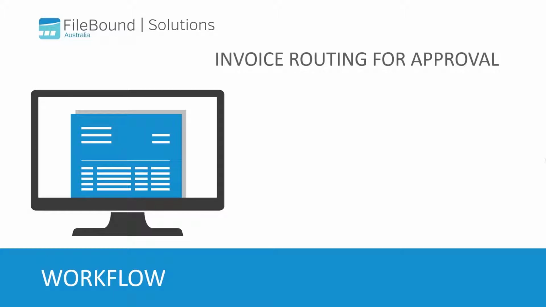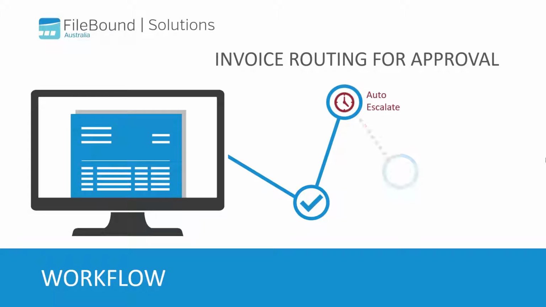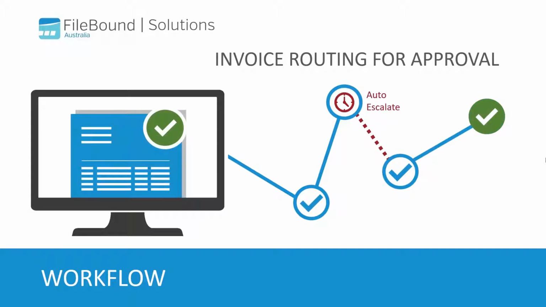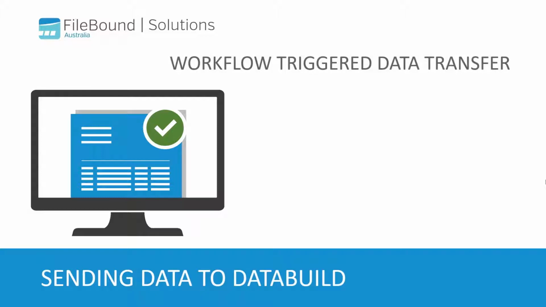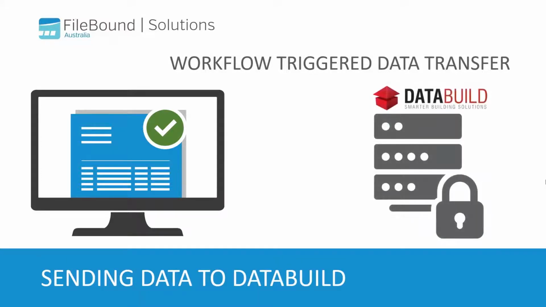Once capture is complete, we will migrate the invoices to FileBound and start the accounts payable workflow process. During this process, the invoices will be automatically routed for approval. Users can be either on-site or off-site with remote access. Once the invoices are approved, the invoice data will be migrated to the finance platform, removing the data entry element. Once the data is migrated, the status of the document within FileBound will be updated.